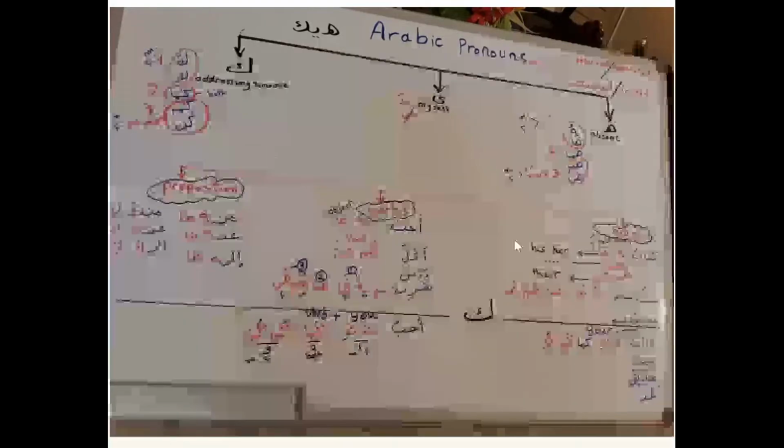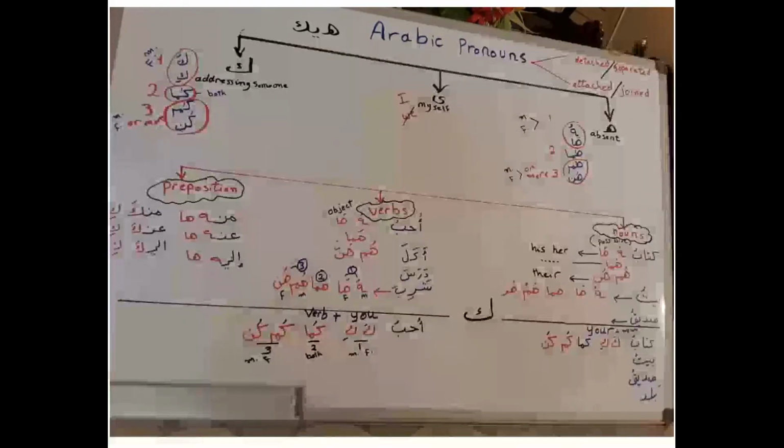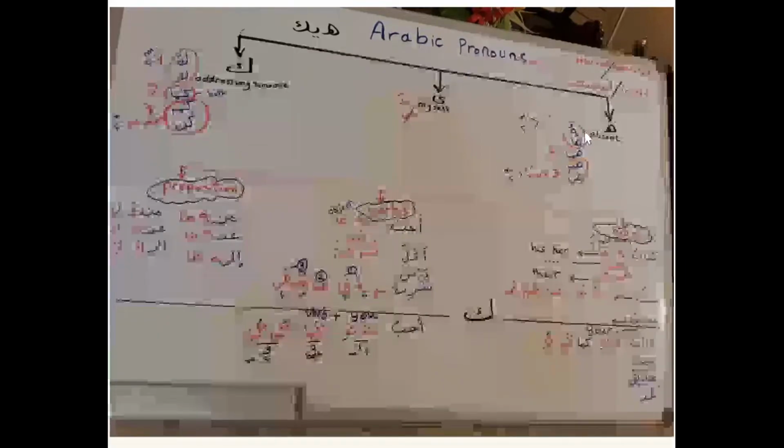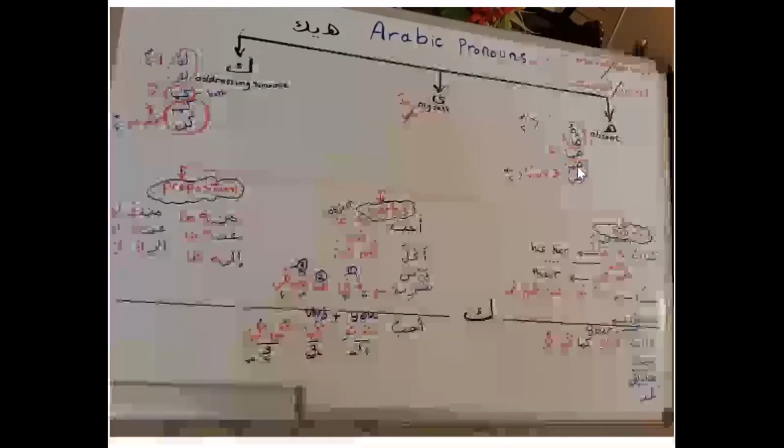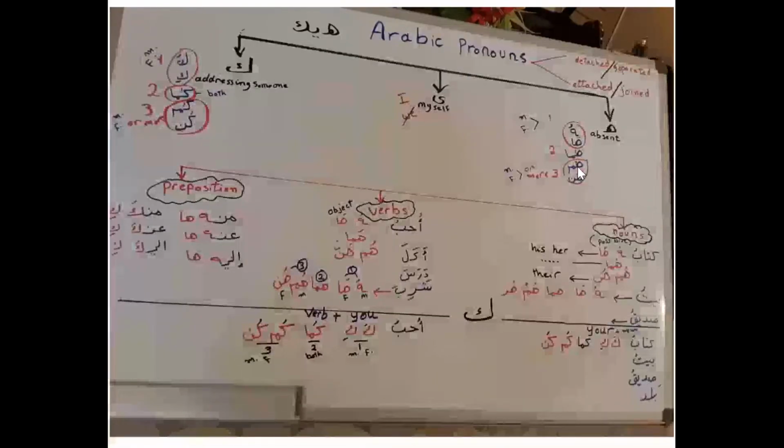So if we start with the ha, we said we can talk about nouns. The ha for one male is hu. The ha for one female, ha. The ha for two, huma. The ha for three or more, male, hum, female, hun.